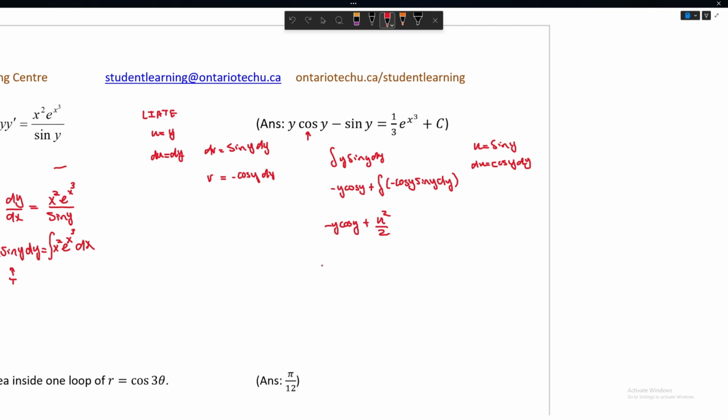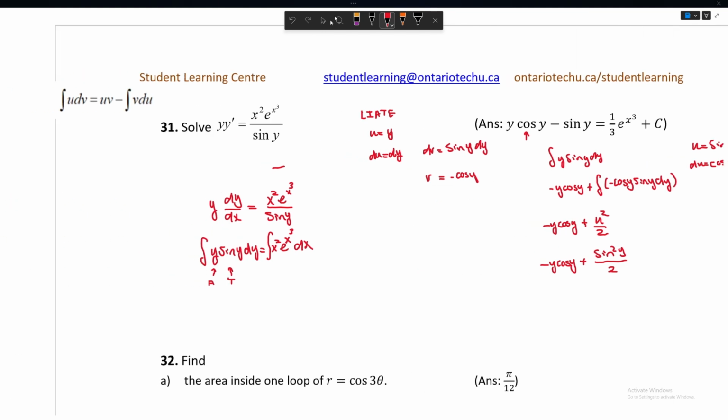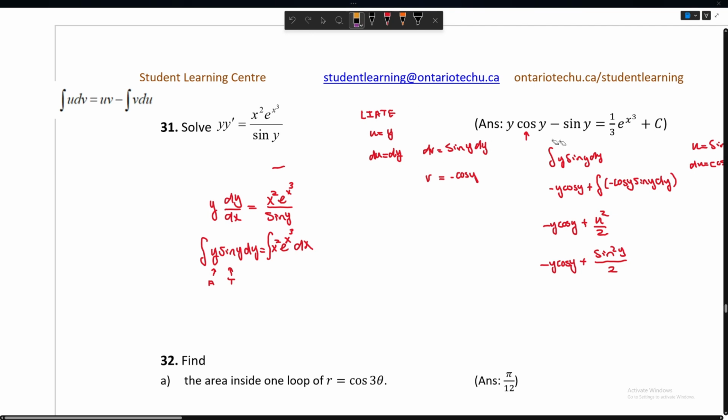Subbing in my u, I get negative y cos y plus sine squared y all over 2. Now, this does not look like this for now. So, how can I make it? It's pretty close. So I probably made a mistake somewhere. Let's see. Oh, I caught it. Silly mistake. I put here dv instead of it supposed to being du, which is just dy. And so that threw off my calculations here.